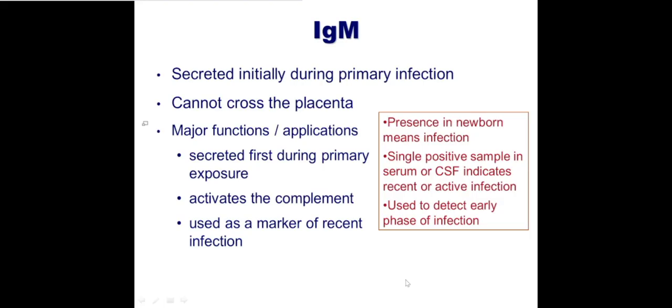A question will be asked: which antibody is produced during primary infection? IgM, IgG, IgD, IgE. Then the right answer is IgM. IgM does not cross the placenta, because only IgG crosses the placenta. The major function of IgM is that it is secreted first during primary exposure, activates the complement system, and is used as a marker of recent infection.